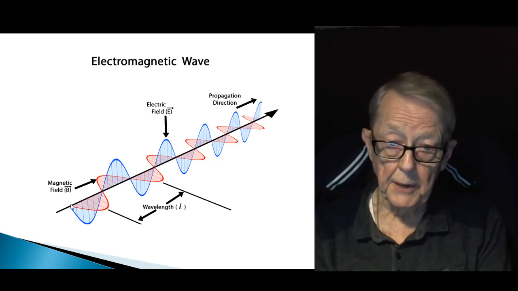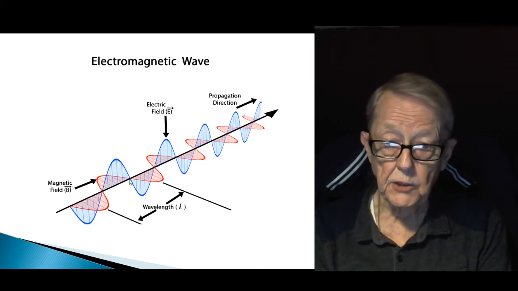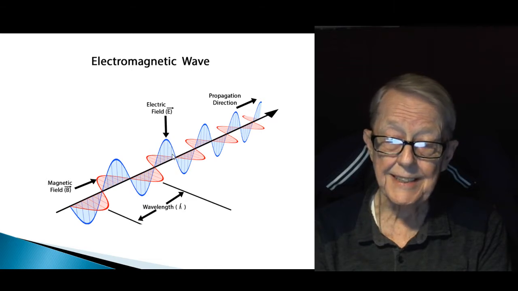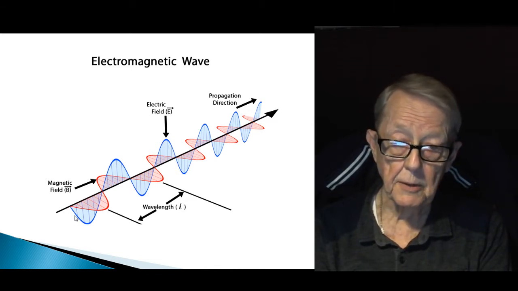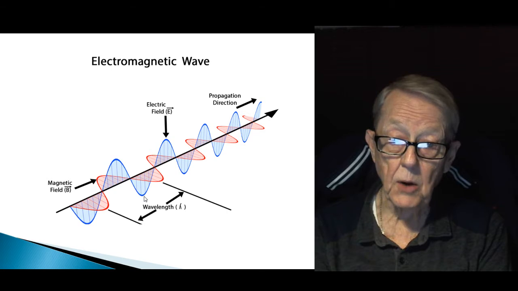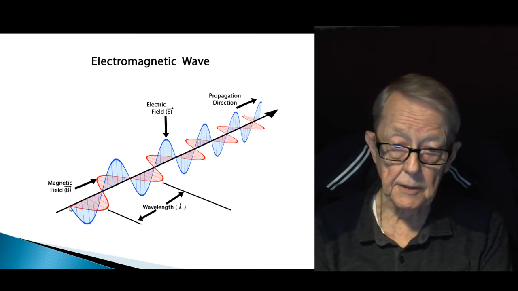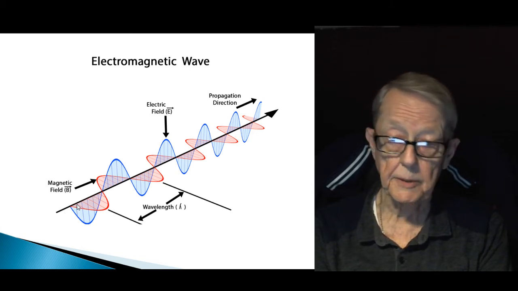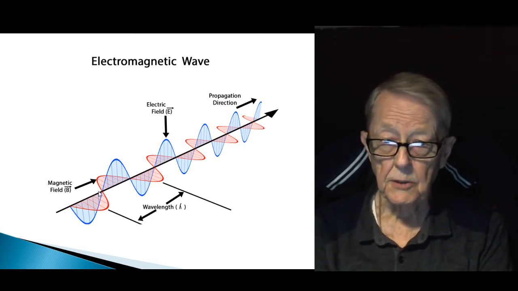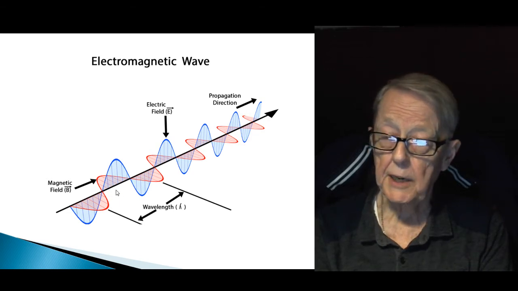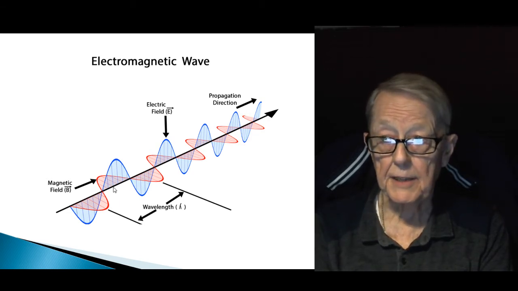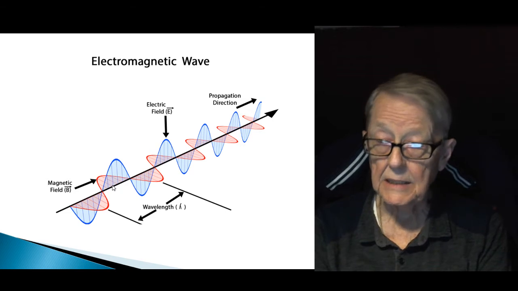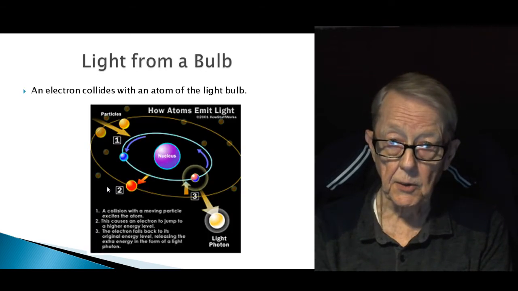For the life of me, I don't know what's causing these changes. I don't know whether there's a particle that's moving up and down, or whether this is just something that has different amplitudes of some sort. Hard to explain, but that's what they say a radio wave is. In fact, that's what they say visible light is, and so on.